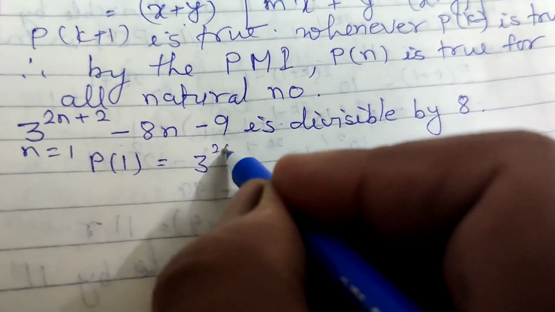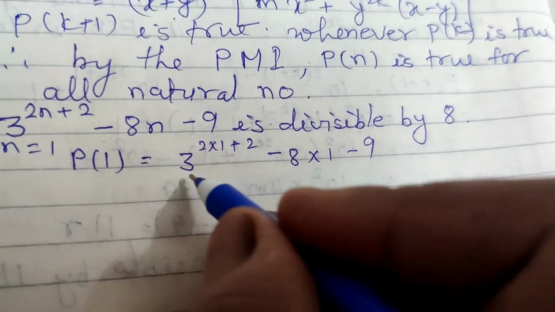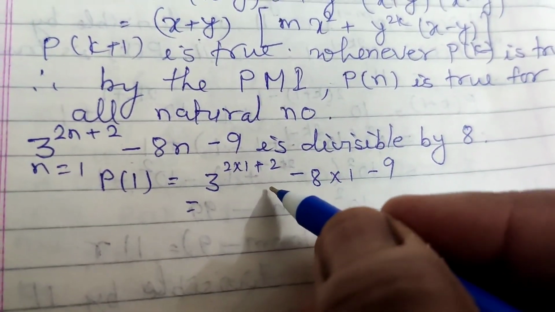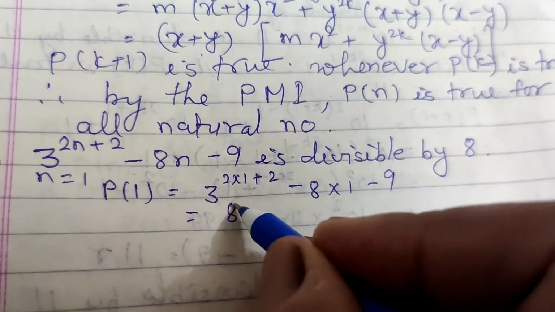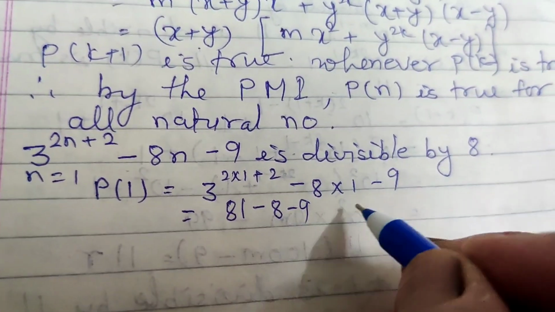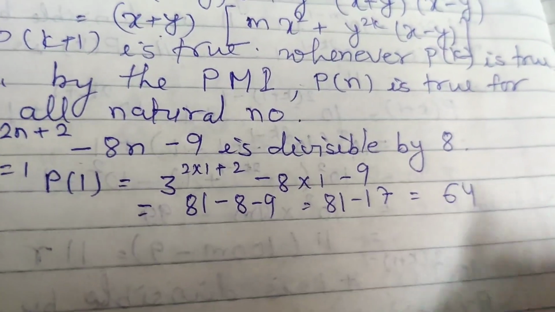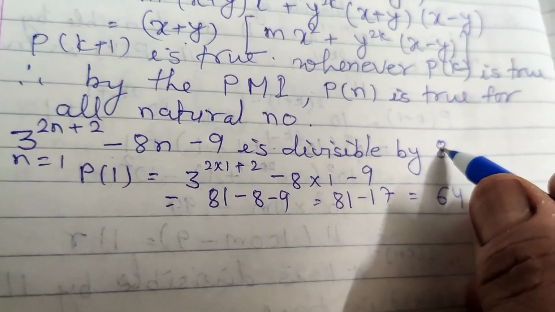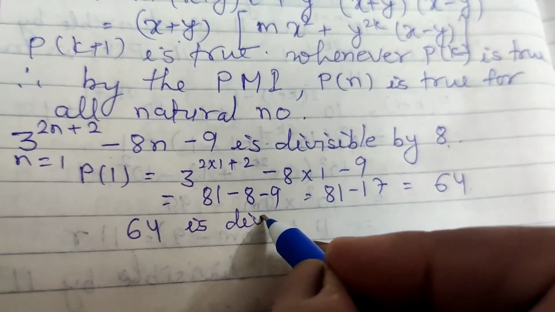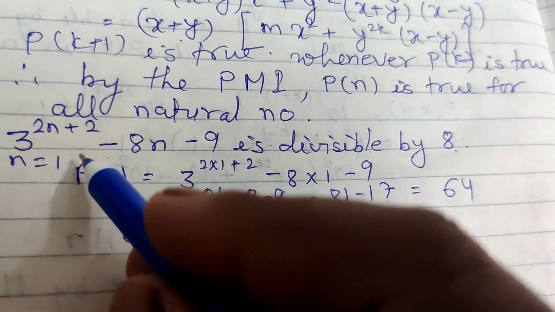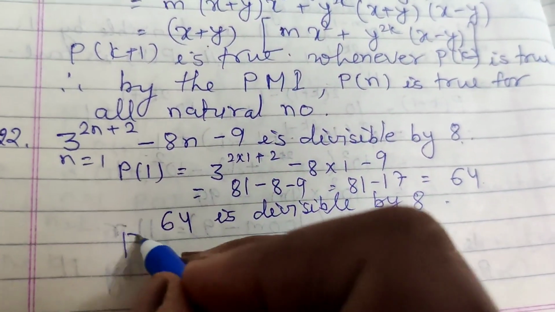3 raised to power 2 into 1 plus 2 minus 8 into 1 minus 9. It is equal to 3 raised to power 4, 2 plus 2 is 4, which is 81 minus 8 minus 9. It means 81 minus 17, which is equal to 64. 64 is divisible by 8. Therefore, for n equal to 1 it is divisible by 8. It means P(1) is true.